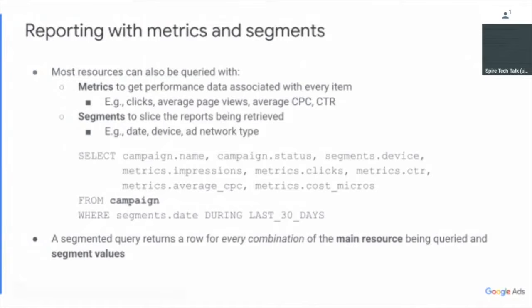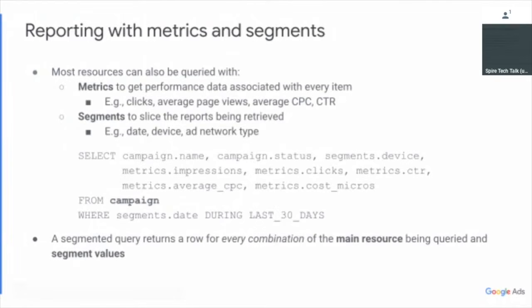Instead of using many different reports, you just use this exact same service client with that search method and a query string. So when you're looking at reporting, you'll probably want to get some metrics such as clicks, page views, and so forth. You'll also want to take a look at segments, which is a great way to group or filter your results. So in the example here, in addition to campaign name and status, we're also getting metrics.impressions, clicks, and CTR.